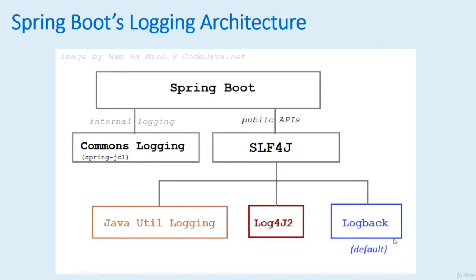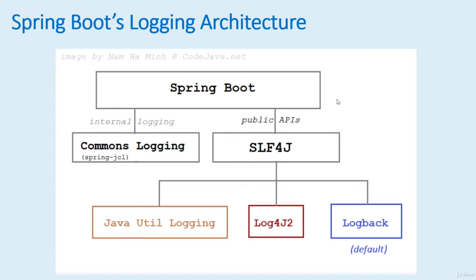Firstly, let's understand the logging architecture used in Spring Boot. Spring Boot uses Java Common Logging for its internal API, and for the public APIs, it uses Simple Logging Facade for Java, or SLF4J, so we can plug in any logging framework implementation such as Java Util Logging, Log4j2, and Logback. And by default, Spring Boot uses Logback as the default logging implementation.